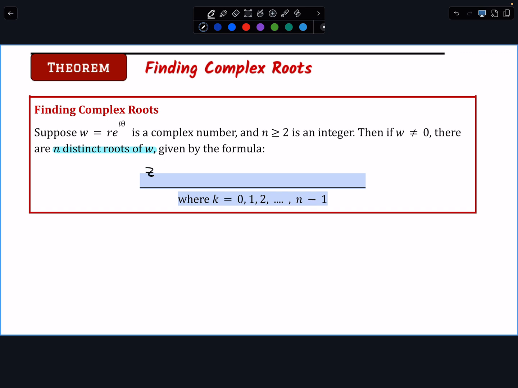Z subscript K is equal to the nth root of R times E to the I times 1 over N times theta plus 2 pi K, where K is equal to 0, 1, 2, all the way to N minus 1.